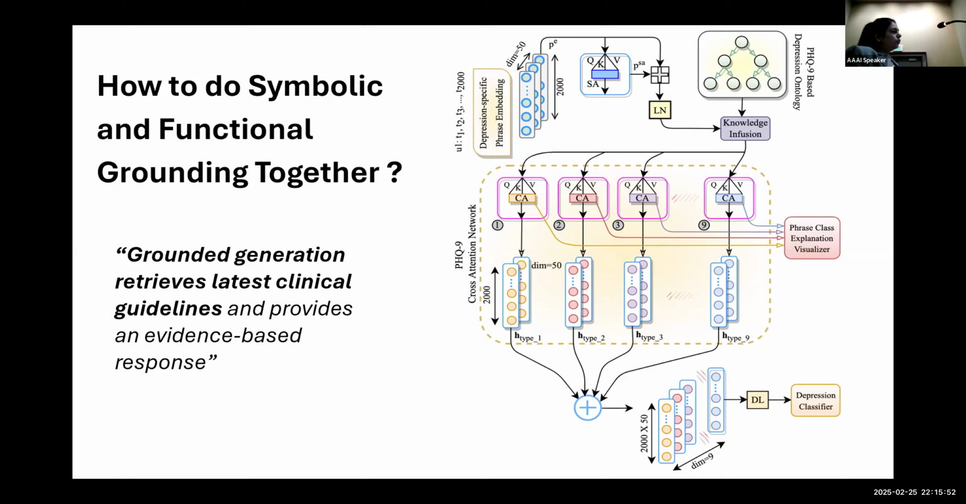And why are we using 9 layers? Because there were 9 questions in the initial phase, and those 9 questions serve as the different layers. So this was able to generate and retrieve the clinical information from the ontology we are providing, and we are actually citing the PHQ-9 ontology for our work.